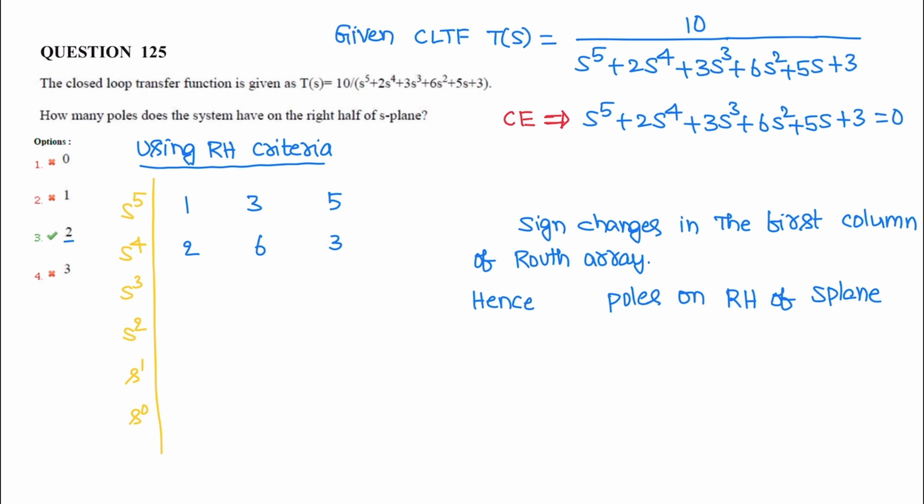And then do cross multiplication. 2 3s are 6, 6 minus 1 is... 6 minus 6 is 0, and then 2 5s are 10, 10 minus 3 is 7, 7 divided by 2, that is 3.5. Now 0 came in the first element, so replace it with a small number epsilon.